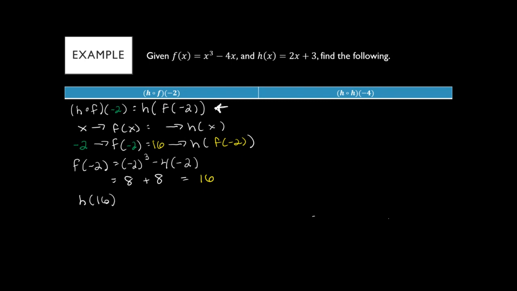So we found F of -2, which is 16. So now I'm going to find H of 16. H is 2x plus 3. So it's going to be 2 times x, which is 16, plus 3. So 2 times 16 is 32, plus 3, and that gives us 35. So our answer to the problem, H compose F of -2, is 35.